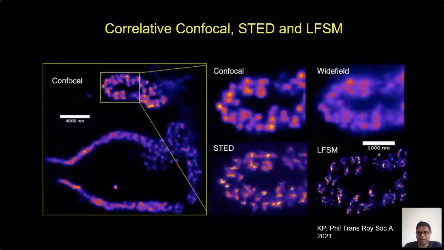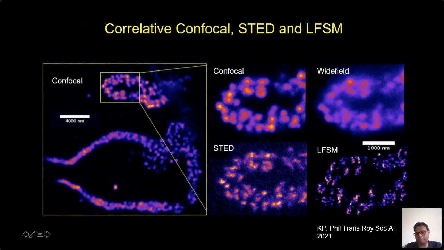So basically, this is one last example. These are lampbrush chromosomes in amphibian oocytes. So these are roughly 2 to 5 micron thick, depending on which part of the chromosome you are. So this is a confocal image. You can resolve the blobs. And then the wide field with STED, you start to see a bit more substructure in each of these. So these are chromatin domains.